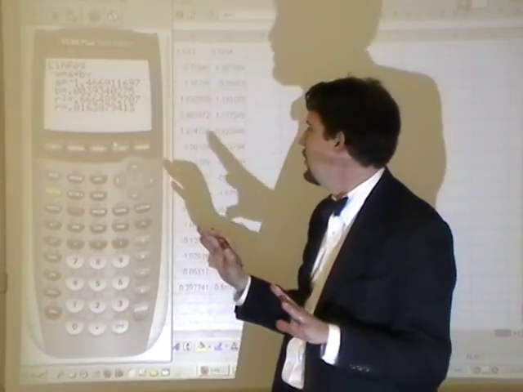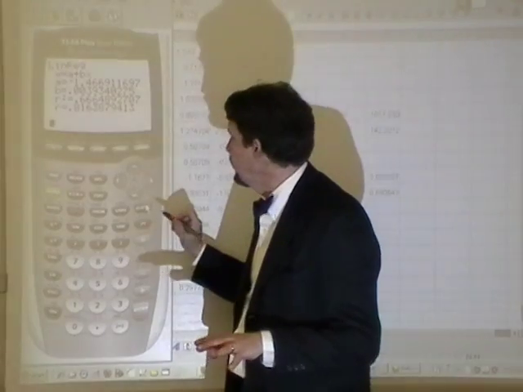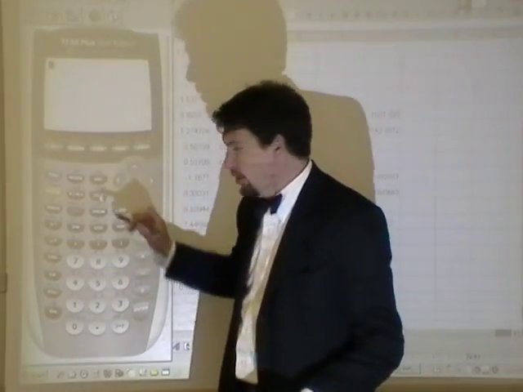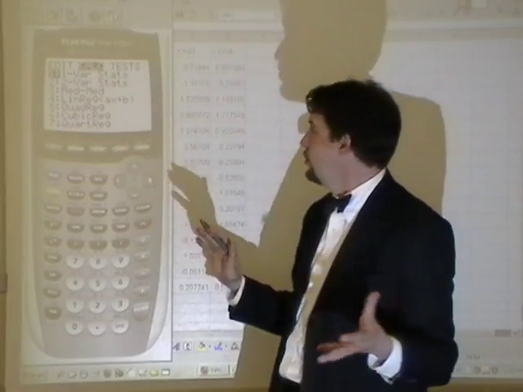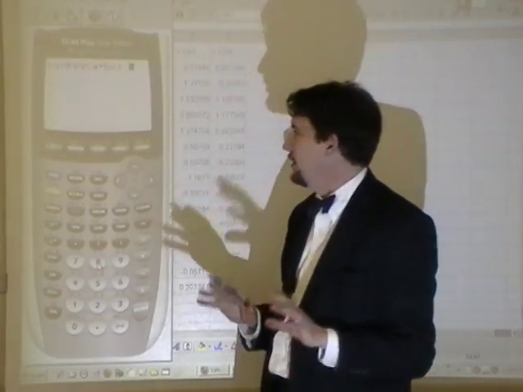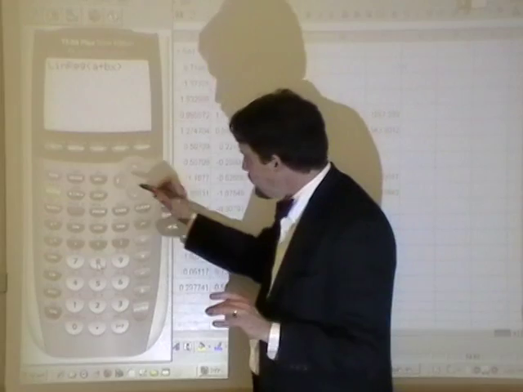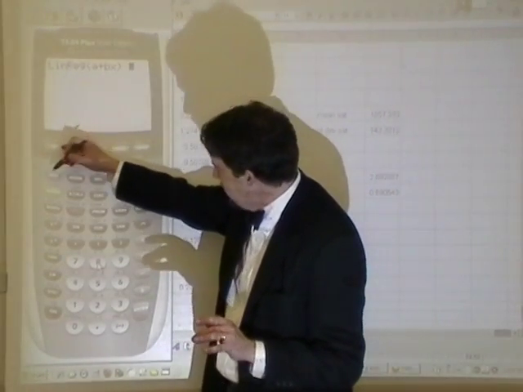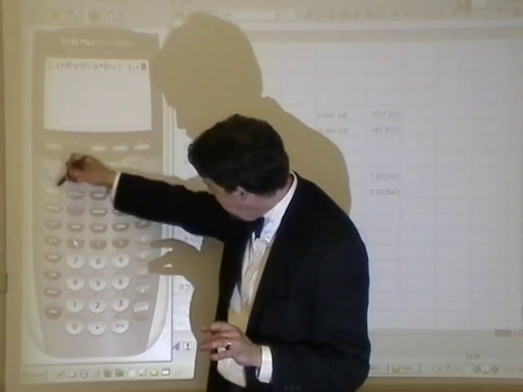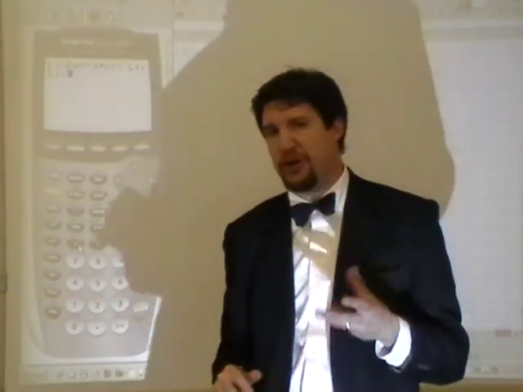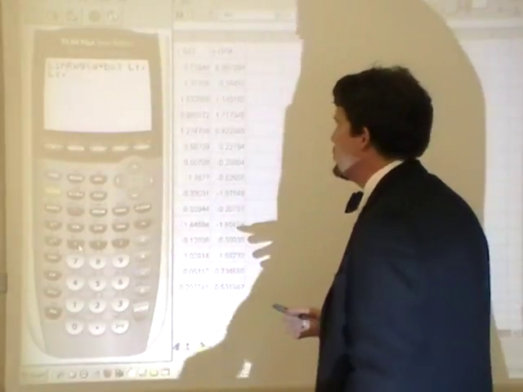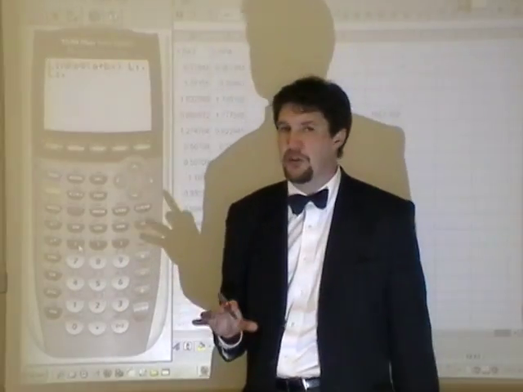I can do everything all at once. So here's how we're going to do this. Start off again with stat and calculate, and we're going to do the exact same thing we did. We're going to do linear regression, and I'm choosing number 8. Again, it's going to be L1, comma, L2. But then I'm going to hit a comma, because now I want to tell it where to dump that information. And where I want to dump that information is Y1.